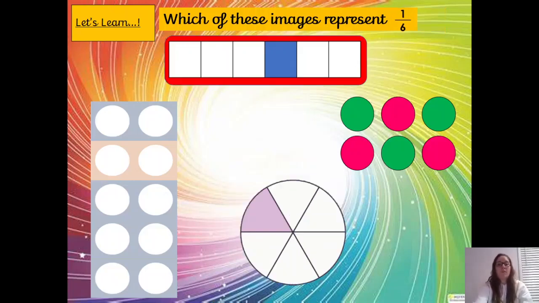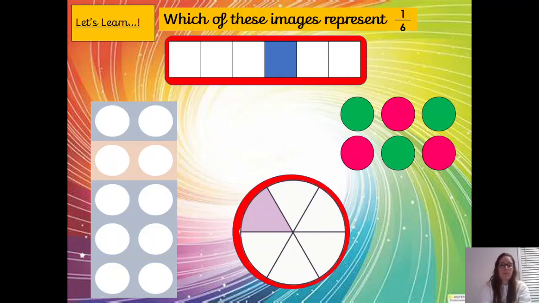Okay, hopefully you would have noticed that this one here has got 6 equal parts. The whole has been divided into 6 equal parts, and only one has been highlighted, one of the equal parts. So this represents 1/6. Has that helped you for your next one?